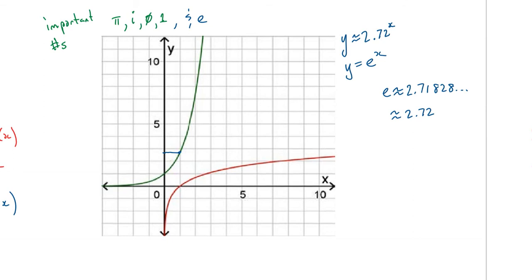So before I move on, the green graph here is the graph of y equals e to the x. So it's still exponential, where e is this irrational number, okay?